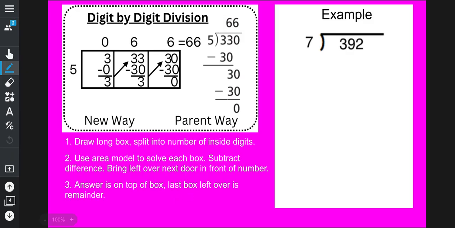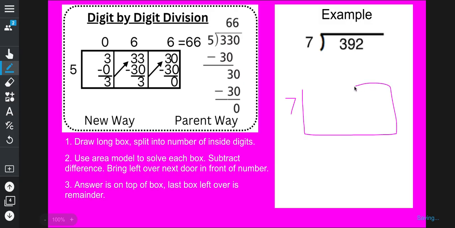Here are some of the examples. We have the digit by digit method, which is probably the one that most people are using. We have either the new way, which is utilizing boxes, or the old traditional method of doing the long division. I still would encourage you to do the newer method. It helps with organization.